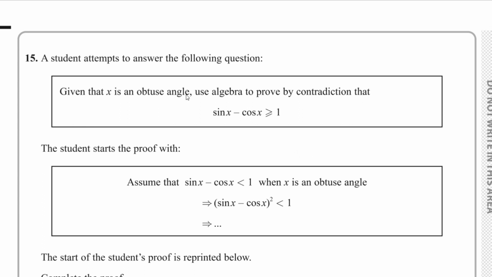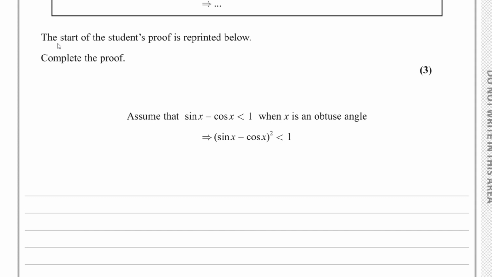Question number 15. A student attempts to answer the following question. Given that x is an obtuse angle, use algebra to prove by contradiction that sin x subtract cos x is greater than or equal to 1. The student starts the proof with, assume that sin x subtract cos x is less than 1 when x is an obtuse angle. They've then squared, leaving them with sin x subtract cos x squared is less than 1. The start of the student's proof is reprinted below, and we have to complete the proof.